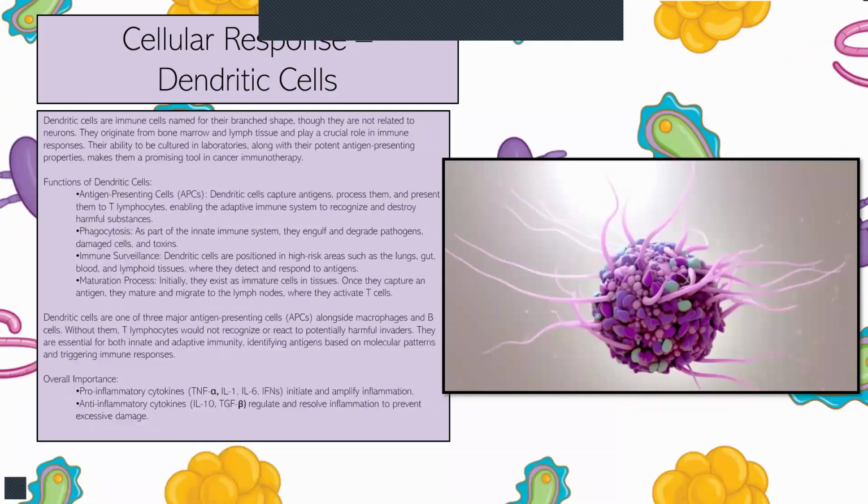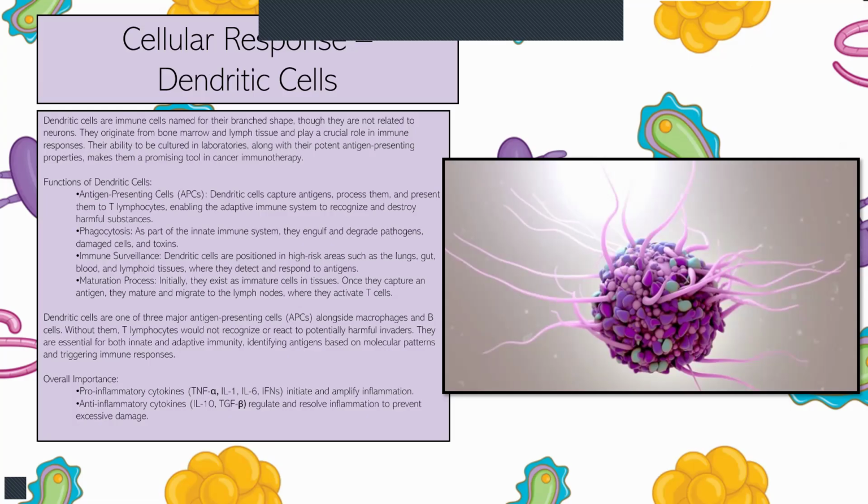Dendritic cells are immune cells named for their branch shape, though they are not related to neurons. They originate from bone marrow and lymph tissue and play a crucial role in immune responses. Their ability to be cultured in laboratories, along with their potent antigen-presenting properties, make them a promising tool in cancer immunotherapy.